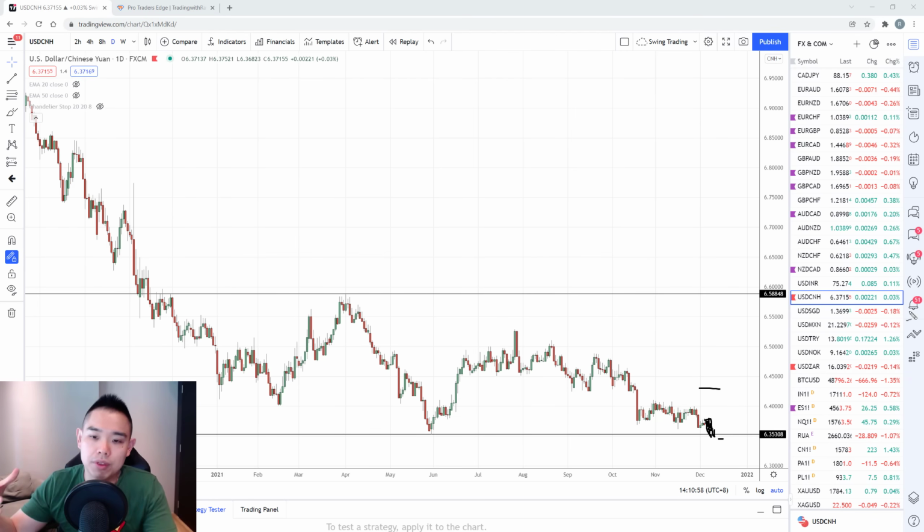So we'll see if the breakdown occurs. If it continues to move in my favor, I'll just trail my stop loss and ride the trend down lower. If it reverses against me, bam, I'm out of here. Just hit my stops and I'll exit the trade.